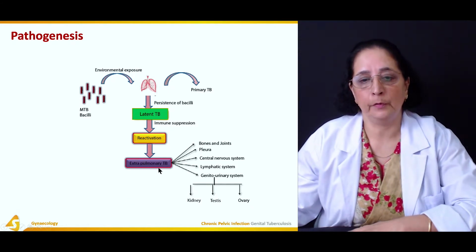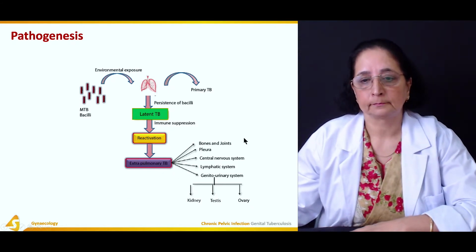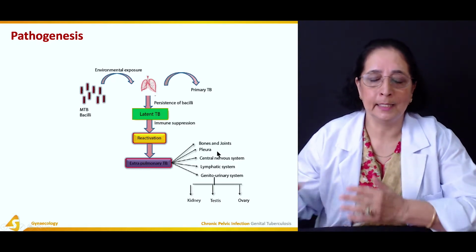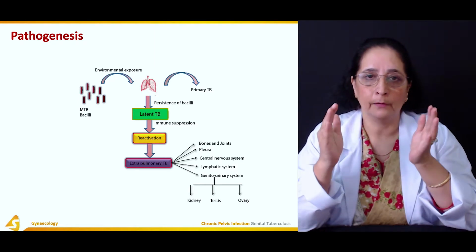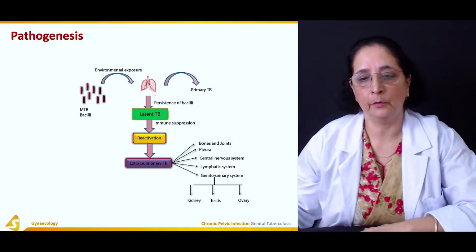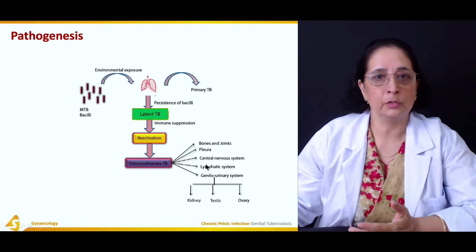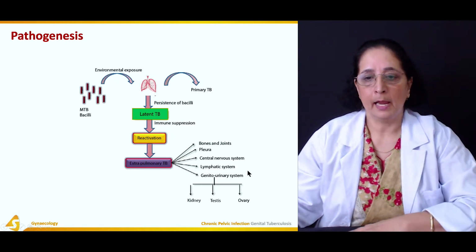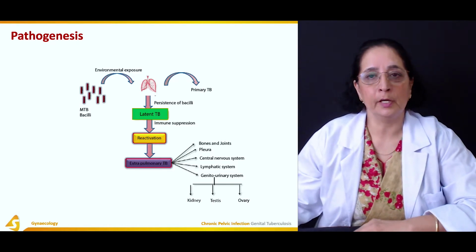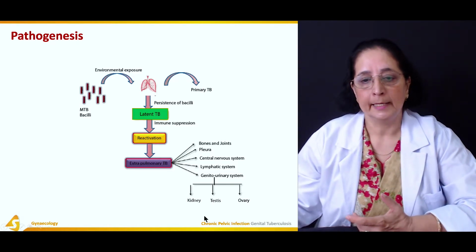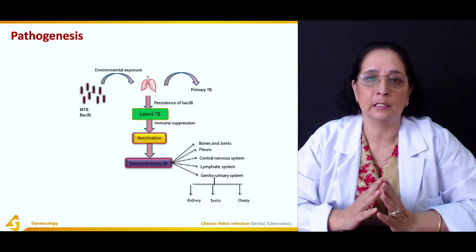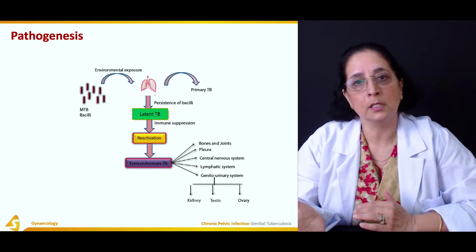These extrapulmonary sites are bones and joints, and the pleura, which is the outer lining of the lungs. It can also spread to the central nervous system, the lymphatic system, and the genitourinary system, which involves kidney, testes, and ovary. So that's how tuberculosis can spread to different organs of the body.